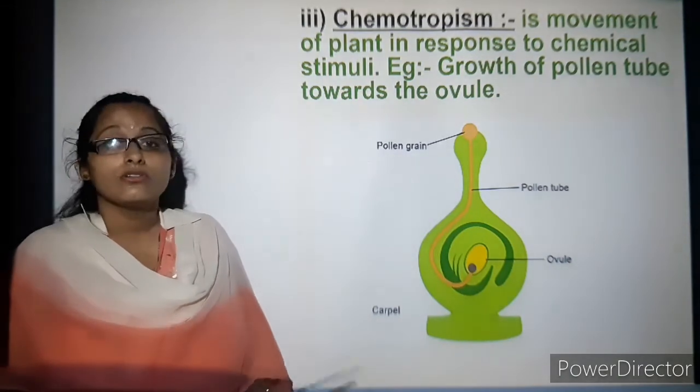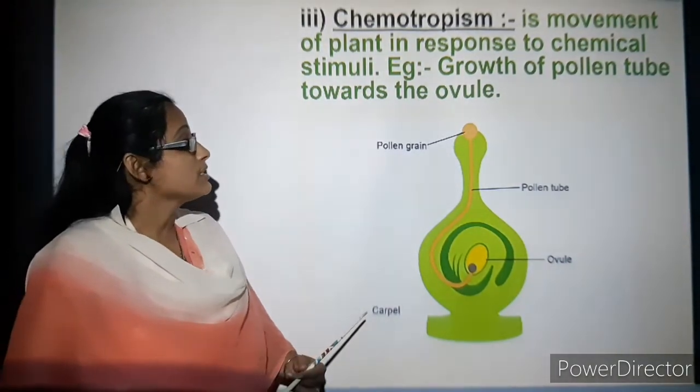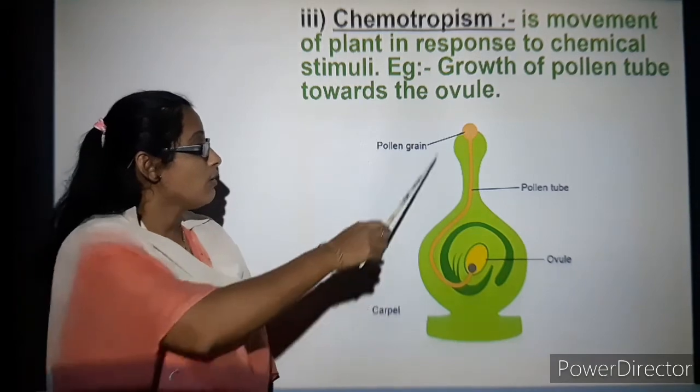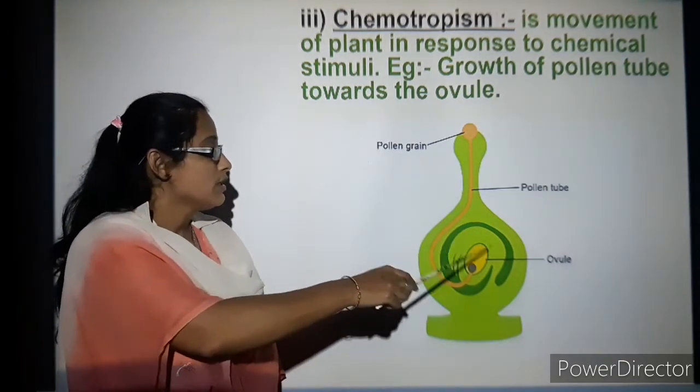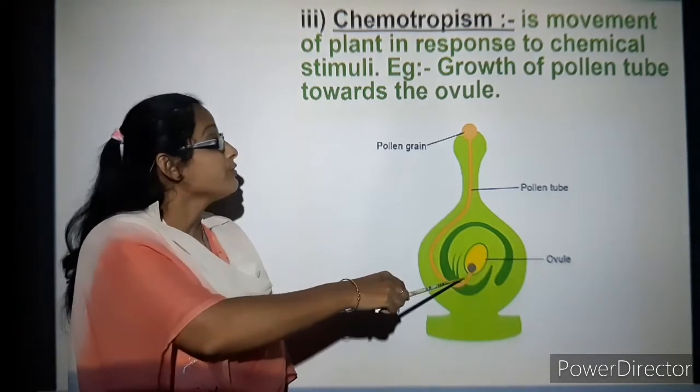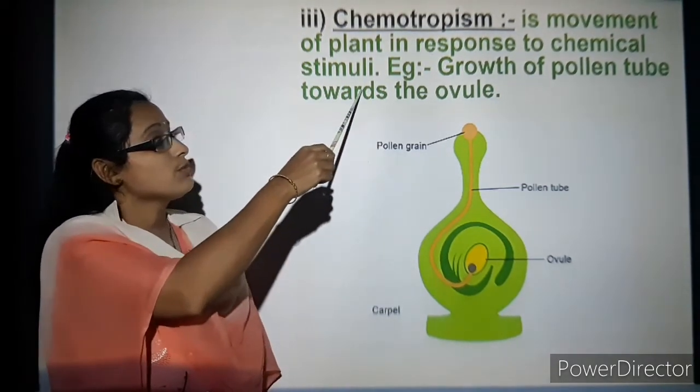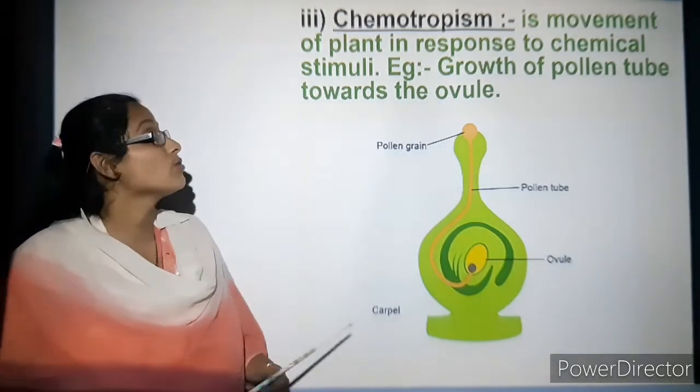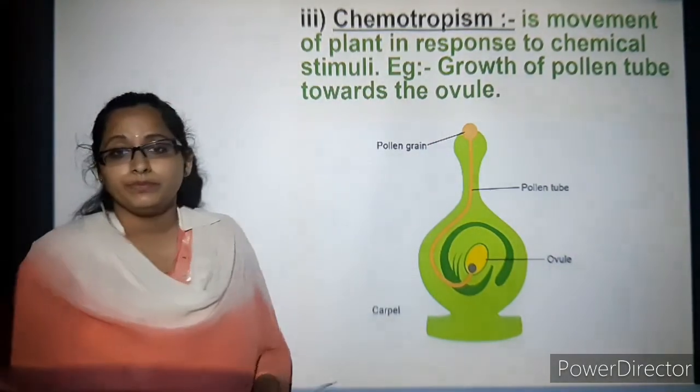So chemotropism. You can see the growth of the pollen tube. This is the ovule, and the pollen grain needs to reach the ovule. This response to stimuli is chemical. So it is known as chemotropism.